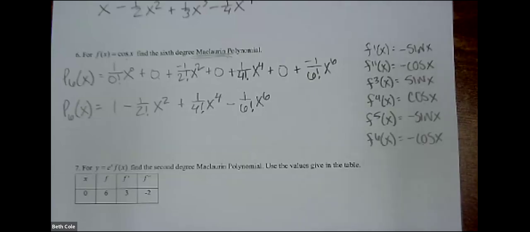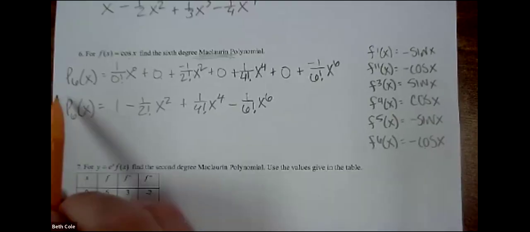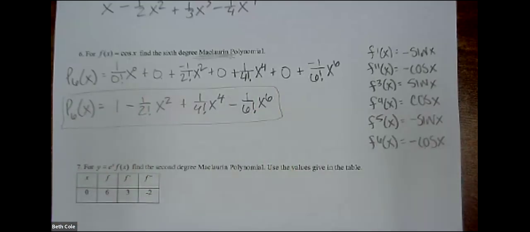What would the next term be if you had to do it? Would it be positive or negative? Positive 1 over 8 factorial x to the 8th. And then it would be minus 1 over 10 factorial x to the 10th. Do you see what's happening there? I just want you to understand the pattern. Again, this is the reason why they will typically say, write the first 4 non-zero terms. The 0 terms don't count.